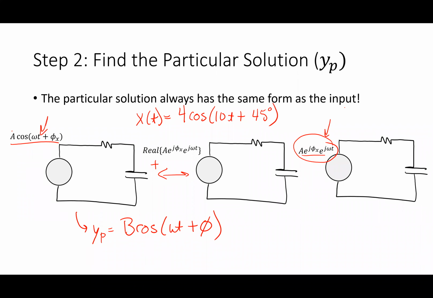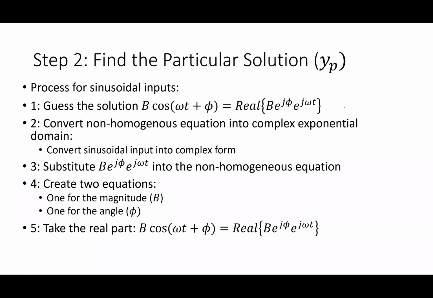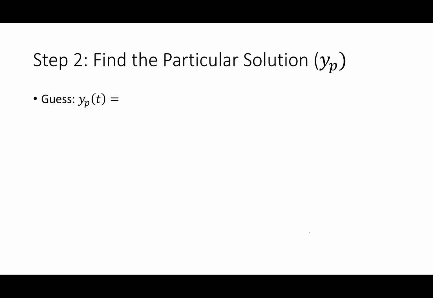So last time we talked about that in terms of a couple of steps. I guessed that it was this B cosine omega t plus phi. I get that non-homogeneous equation into complex exponential domain. In other words, I take the input and get it to complex form, put this into it as my guess, and then get one equation for the magnitude, one for the angle, and then take the real part of the result. That's the process, and it's pretty straightforward. In this case, it seems complicated at first, but it's fairly straightforward.